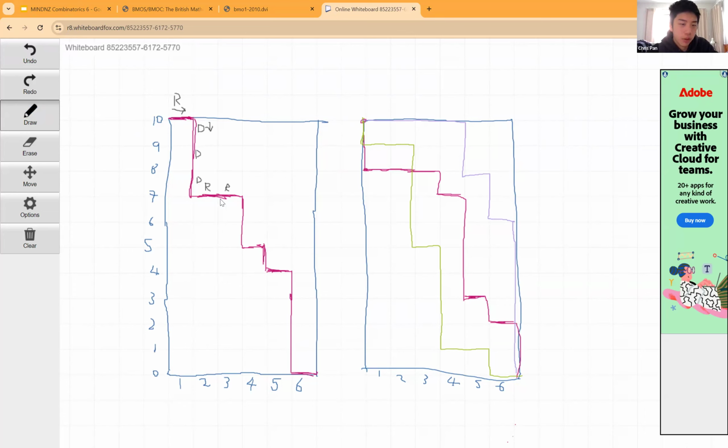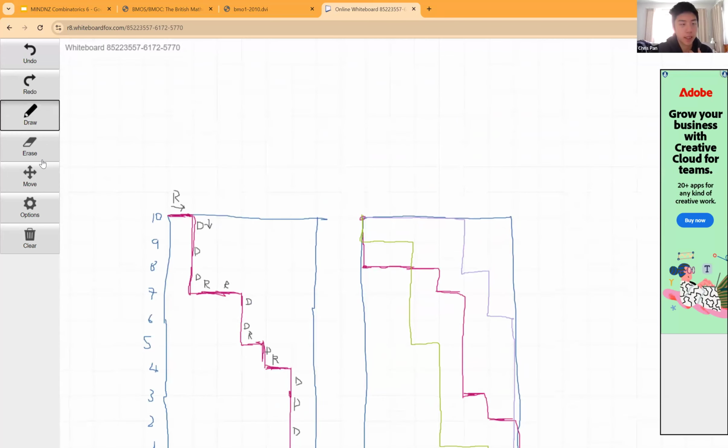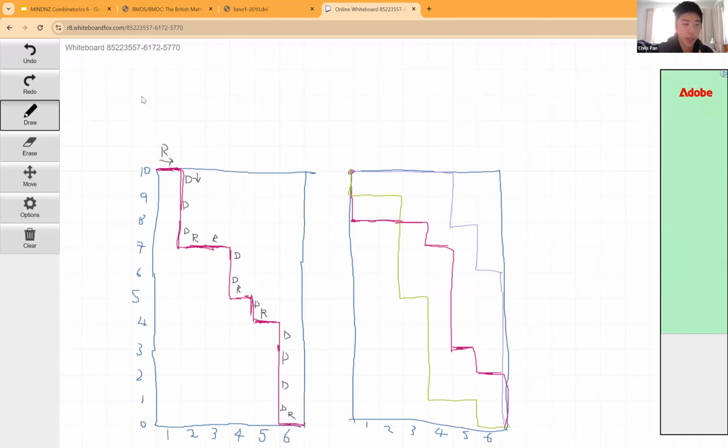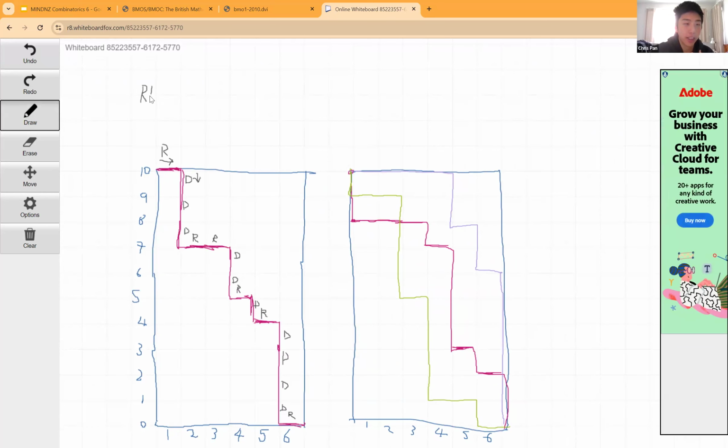If we look at this as a sequence of rights and downs, then this path can be given an ID, an identifying sequence. You just write down all the rights and downs. And if you gave the sequence to a computer or to a person, they'd be able to reconstruct the path by following exactly the sequence, right? Right, down, down, down, right, right, down, down, right, down, right, down, down, down, down, right.